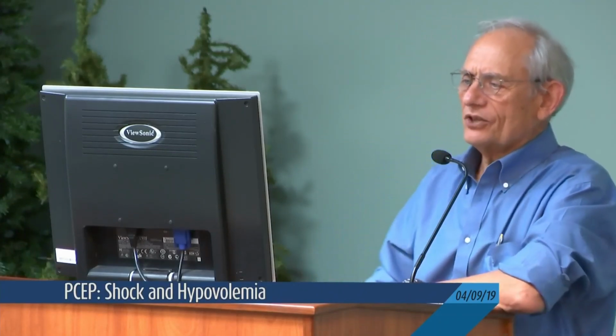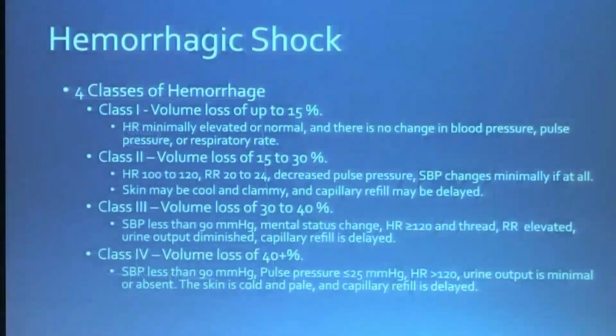Continuing with types of shock. Hemorrhagic shock. Even though they're somewhat getting away from the classifications, classically we've had the 4 classes of hemorrhagic shock, starting with class 1, which is a volume loss of up to 15% of your total blood volume. Even up to 15% of blood volume loss, heart rate is minimally elevated or normal. There's really no change in blood pressure. Pulse pressure may be slightly narrowed, but usually normal. And the respiratory rate stays, because most of us can tolerate a reasonable loss of blood volume. That's about a full liter of blood.